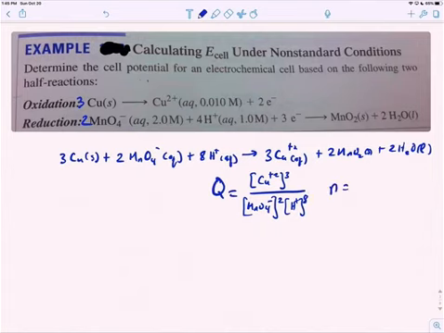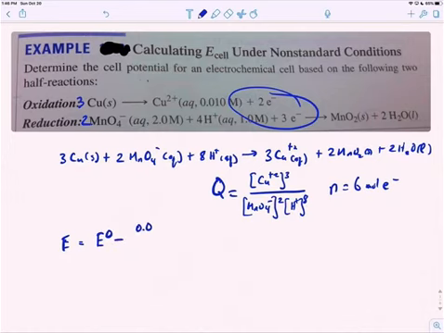Also, the N is 6 moles of electrons. Where are we getting 6 moles of electrons? From here, 2 and 3. So let's go ahead and apply the Nernst equation. The Nernst equation is the E cell is the standard cell potential minus 0.0592 volts over N log of Q.